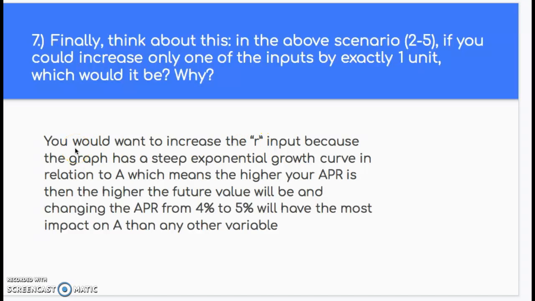It wouldn't really make sense for us to just change P, the principal, to $2,301. We're going to see a really small growth with that. Time, of course, 31 years is better than 30 years, but you're not going to see as big of a difference as you would if you changed R.